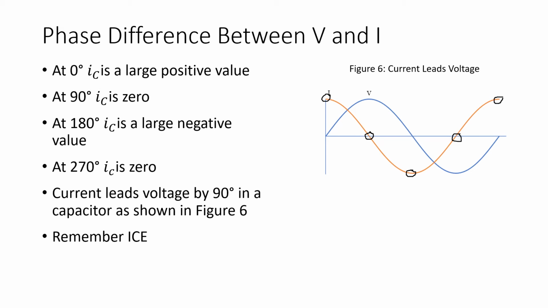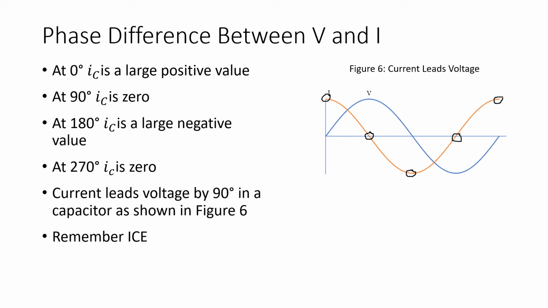So we can see from Figure 6 that the capacitor current leads voltage by 90 degrees. To help us remember this, we'll remember the mnemonic or memory aid that says ICE. Again, in the old days, source voltage was represented with the capital letter E, so the memory aid was I comes before E, current comes before voltage in a capacitor.